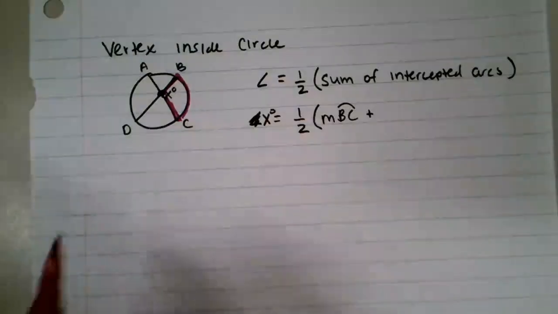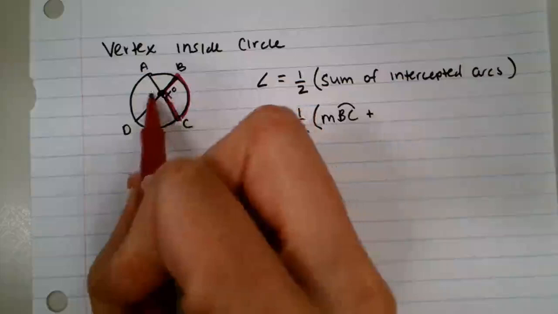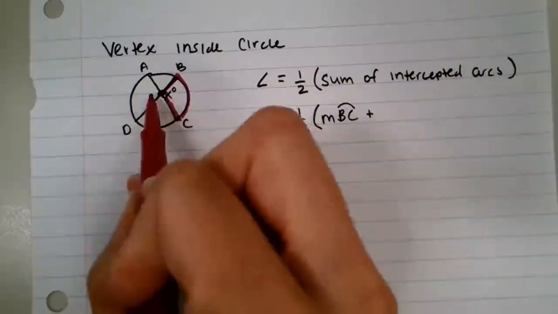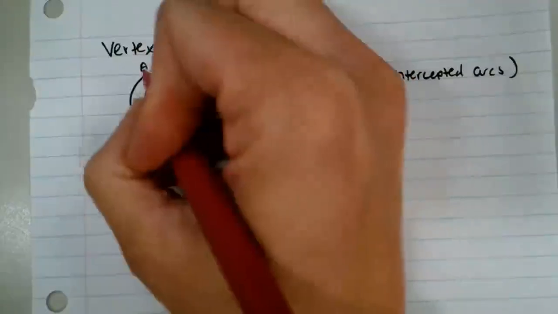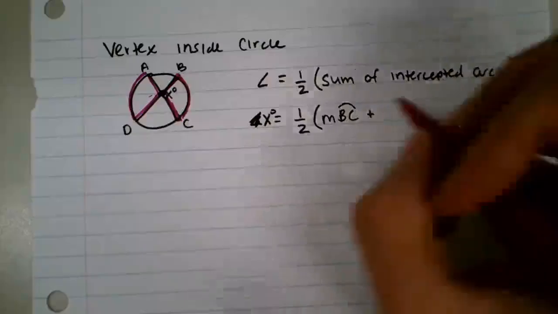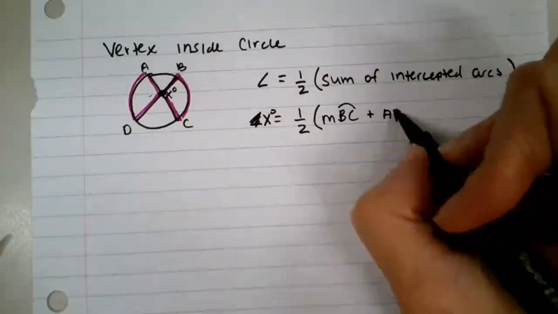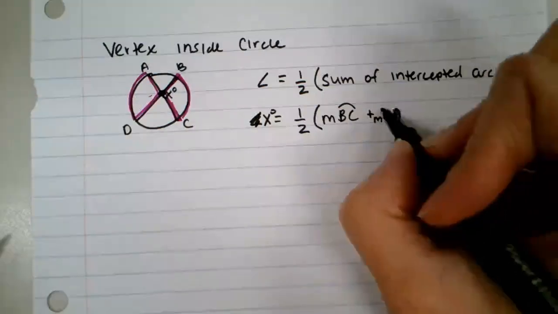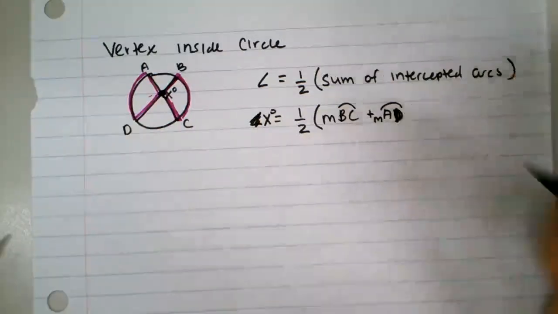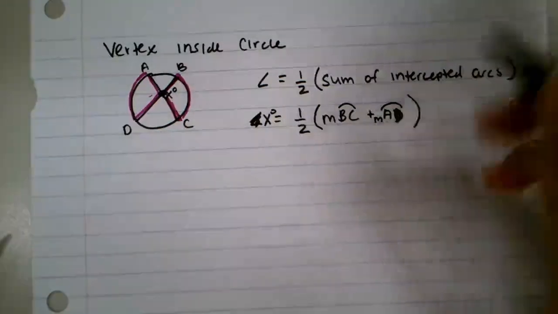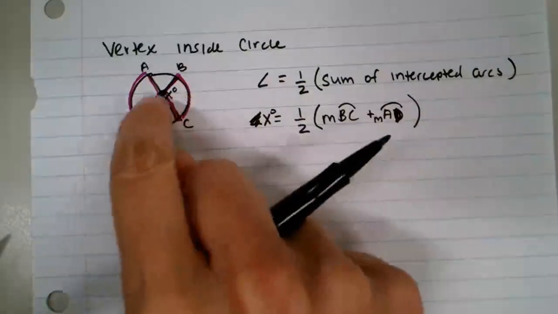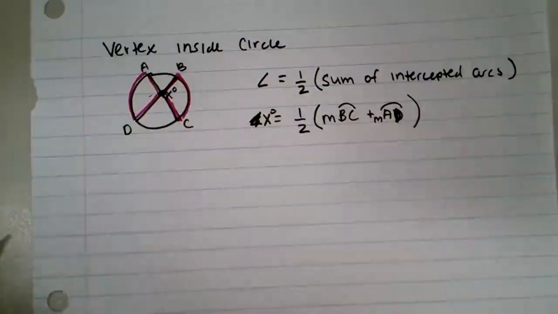And then our second angle, remember that vertical angles are the same measurement. So we're going to look at the vertical angle over here, and it's going to intercept this arc, AD. We're not saying those arcs are the same. I'm saying that angle and that angle are the same because they're vertical.